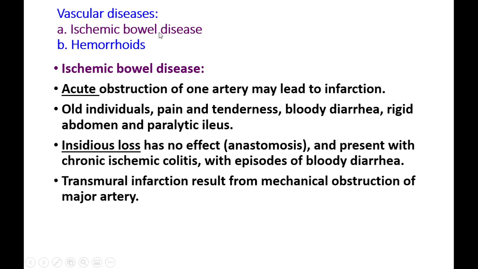Ischemic vascular diseases of the bowel are disorders affecting blood vessels or blood supply. There are two types: ischemic bowel disease and hemorrhoids. Ischemic bowel disease can be acute, where obstruction of one artery may lead to infarction. This is common in old individuals, and the commonest causative agent is mesenteric artery atherosclerosis, with resultant acute abdominal pain and tenderness, bloody diarrhea, and rigid abdomen or guarding, with paralytic ileus and loss of bowel sounds.